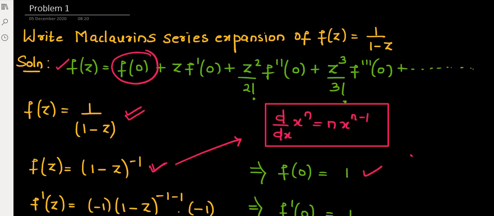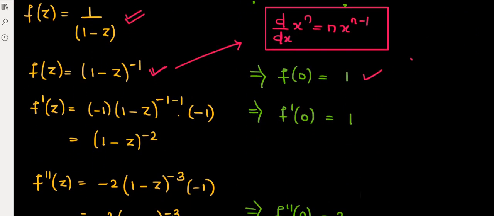Similarly, find the derivatives and find the corresponding derivatives at the point z equal to 0. Now f dash of z is minus 1 into 1 minus z raised to minus 1 after using the power rule, and you have to differentiate 1 minus z again, which is minus 1. So after simplifying you get 1 minus z raised to minus 2. I have simultaneously found f dash of 0 by putting z as 0 in this function. So you get again 1.